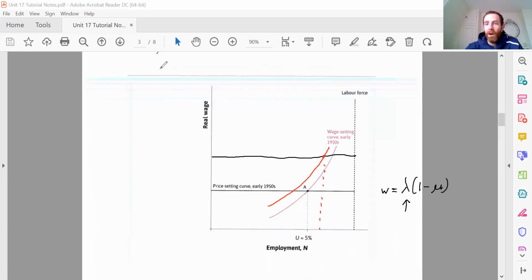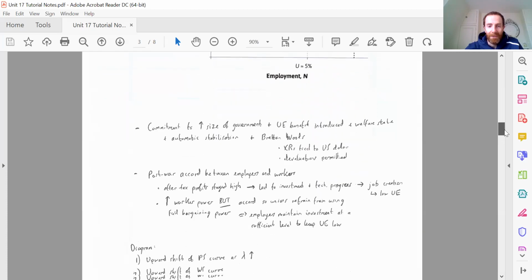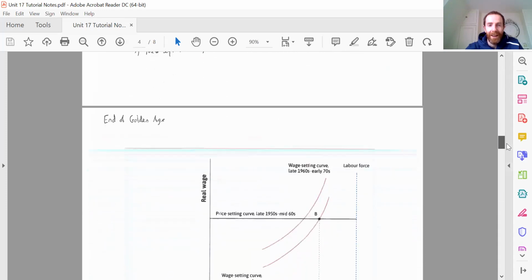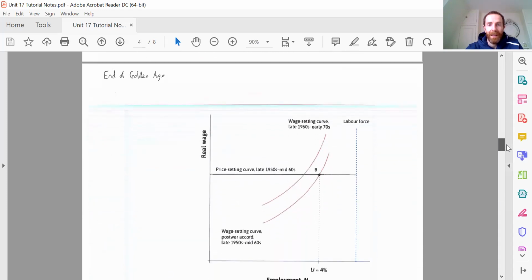And this is really why this is referred to as the golden age of capitalism, because for this period of time, post Second World War, up until the late 60s, early 70s, this is what we saw happening: increasing real wages, lower and lower levels of unemployment, and everybody seems to be happy. And then it does come to an end. So the end of the golden age, there are a few different things that led to it.